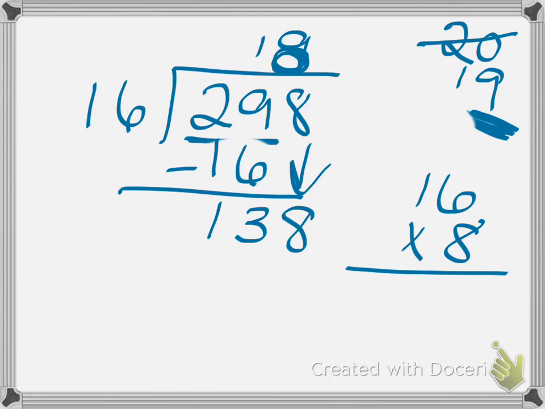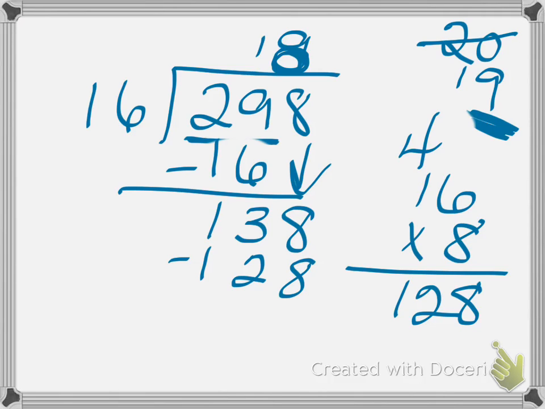6 times 8 is 48. 8 times 1 is 8, plus 4 more is 12. 128. That looks like something I can subtract now. 8 minus 8 is 0. 3 minus 2 is 1. So I have 18 with a remainder of 10.